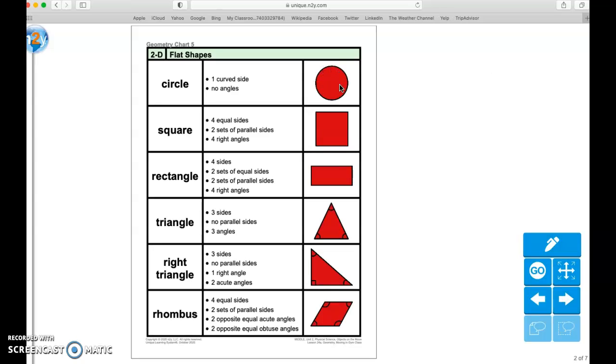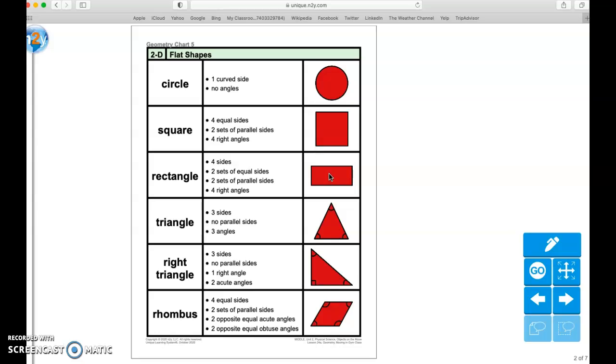A circle has 1 curved side and no angles. A square has 4 equal sides. Remember, these are each of the sides. 2 sets of parallel lines. This is a set of parallel lines, one right here and one right here, and then another set of parallel lines here and here. And then it has 4 right angles. Remember, each one of these angles right here is a right angle.